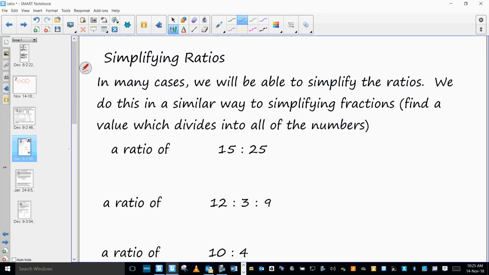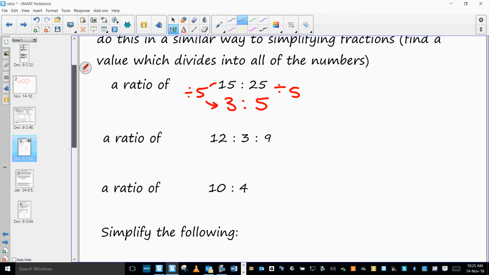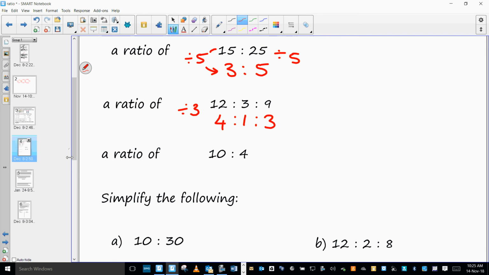15 to 25, what number goes into both of those? 5. So you're going to divide both by 5, and you're going to have 3 to 5. I like to write it underneath, and then show what's happening to the side. So 15 divided by 5 gives me 3. 12, 3 and 9. What number goes into 12, 3 and 9? So we're dividing all of them by 3. So we'll have 4, 1, 3. 10 to 4, divide by 2, so we have 5 to 2.